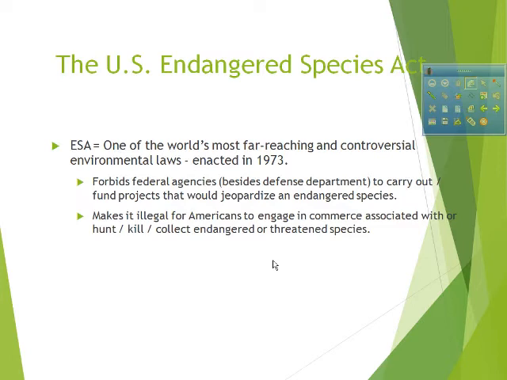It also makes it illegal for Americans to engage in commerce that is in any way associated with endangered or threatened animals. You can't kill them, you can't hunt them, you can't collect them, you can't have them for pets. In some states, you can't even walk up to them if there's a seal or a whale stranded on a beach. You're not supposed to touch it. So it was, like I said, enacted in 1973 and had significant and profound impacts on the population.